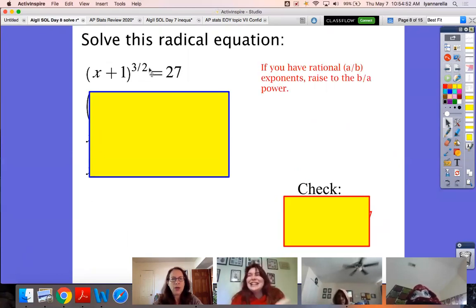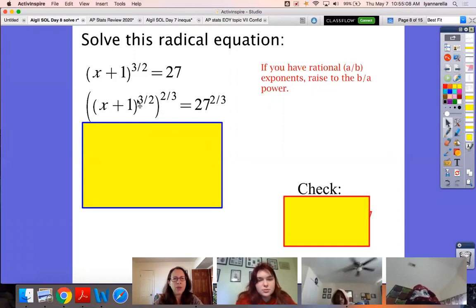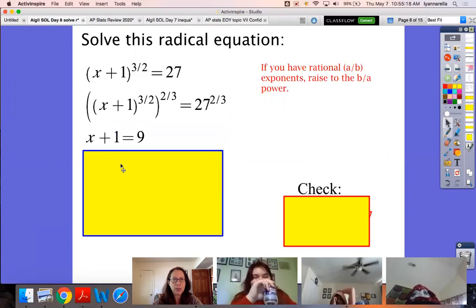Okay, so here is one that doesn't have a radical bar, but you have an exponent that is a fraction. That's called a rational exponent. Fractions are called rational. So if you have this exponent a over b, a is 3 and b is 2, raise it to the b over a power, because when you do that, 3 over 2 times 2 over 3 is 6 over 6, which is just 1. And anything to the 1 power is just whatever's inside the parentheses. So that's going to be just x plus 1.